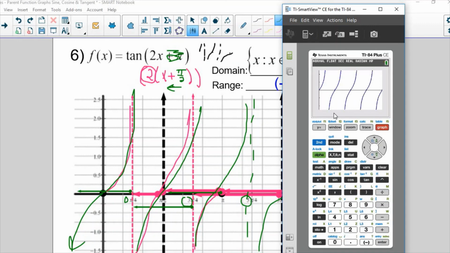Black one, blue one. I hope you liked this video. I hope it helped you understand how to graph. I hope it went over some good vocabulary for you, and I hope you have a good time learning how to graph trigonometric functions.